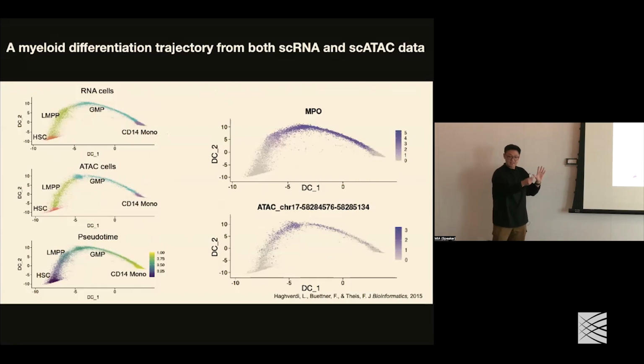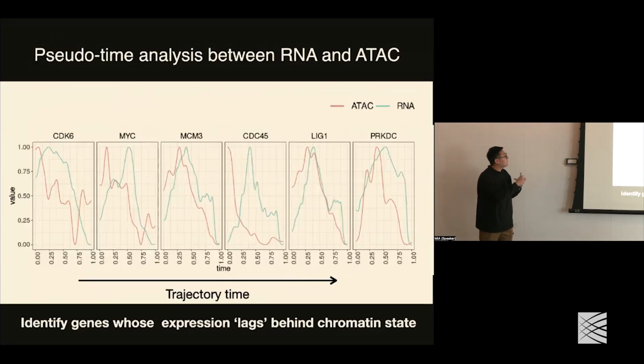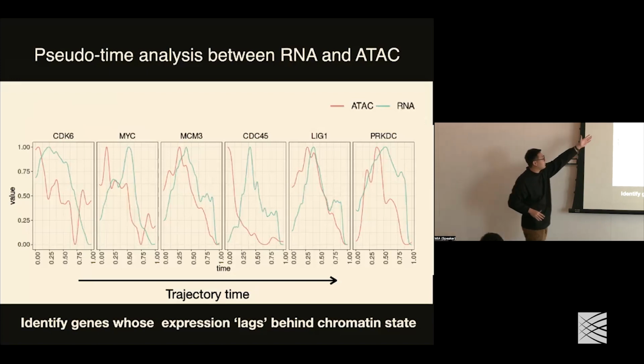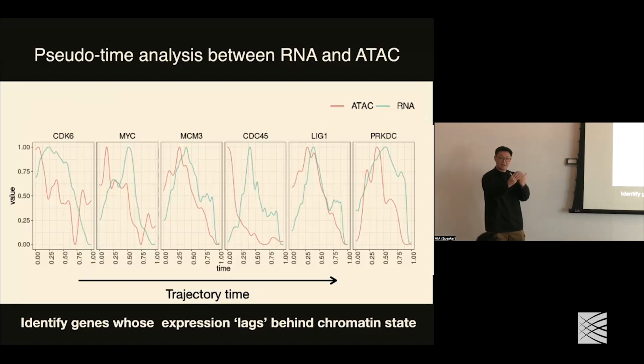Since they're now in the same space, we can do this pseudotime analysis for both RNA and ATAC. The thing is, right now they are on the same pseudotime scale. So for example, here we identify some genes whose expression lags behind the chromatin state. That means those genes' chromatin states open first, and then we see the increase of those genes. If we directly convert the ATAC peaks to gene activity scores, we will totally miss all those signals. And interestingly, all those genes are cell cycle related genes.